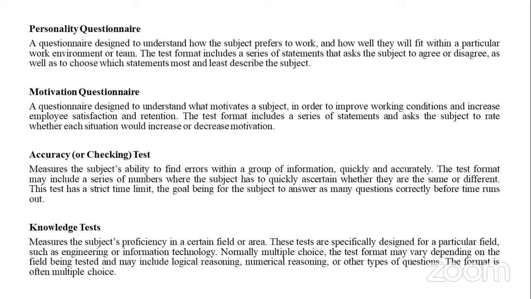The second last is the accuracy or checking test. Here, it measures the subject's ability to find errors within a group of information as quickly and as accurately as they can. The format usually includes a series of numbers where the subject has to quickly ascertain whether they are the same or different. This test has a strict time limit. It is usually a speed test, and the goal for the subject is to answer as many questions correctly before the time runs out. The last is the knowledge test.